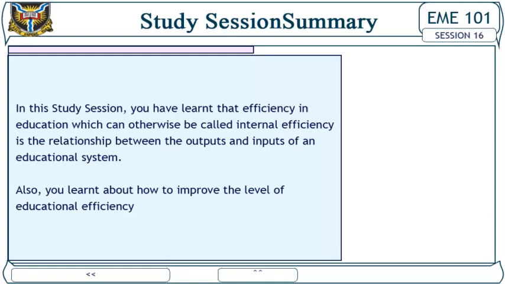Study session summary. In this study session, you have learned that efficiency in education, which can otherwise be called internal efficiency, is a relationship between the outputs and inputs of an educational system. Also, you learned about how to improve the level of educational efficiency. End of study session 16.